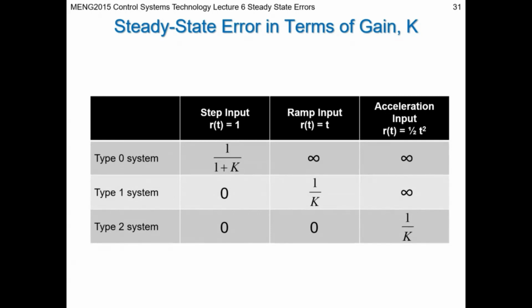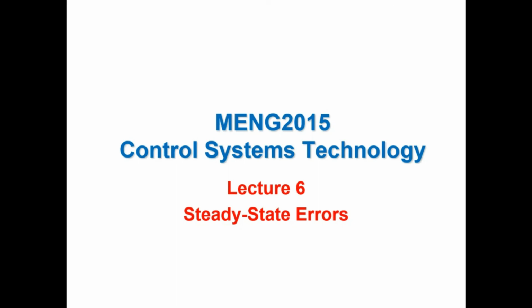This summarizes steady state error and how it works with different systems. System type is really important when it comes to steady state error. That's the defining quality that determines steady state error. The difference between the input and the output in steady state is also determined by the type of input, whether it's a step, ramp, or acceleration input. That's it for this session.